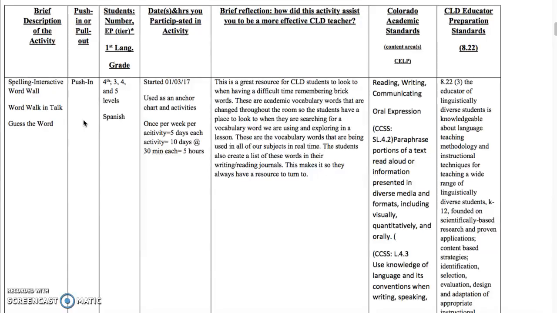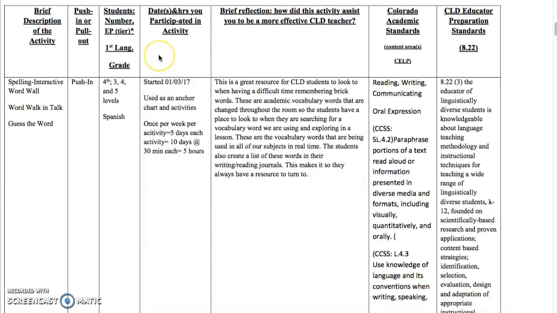The next column is the students' number, what tier they were on, what language they spoke, and what grade they're in. So during this semester, I was a 4th grade teacher. My students were anywhere on a 3rd, 4th, or 5 level on the tier for the ELL list.